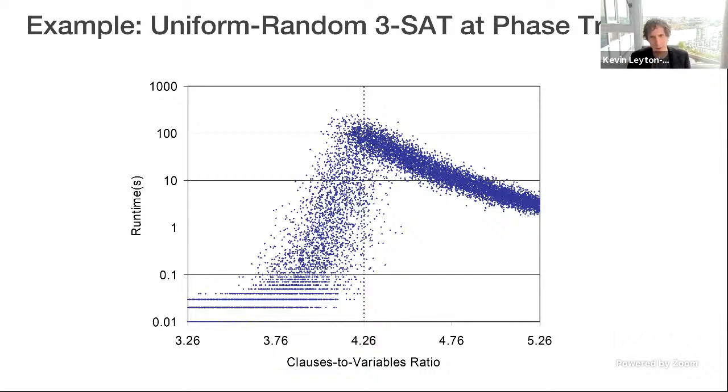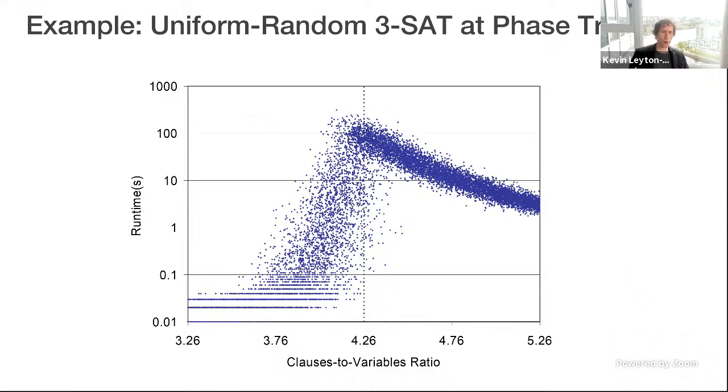If we look at actual empirical performance, instance by instance, on a log scale at the phase transition point, you see that this is where the average hardness spikes, but you also see that there's a lot more variation than you might have expected. There are still really easy instances at this point as well.